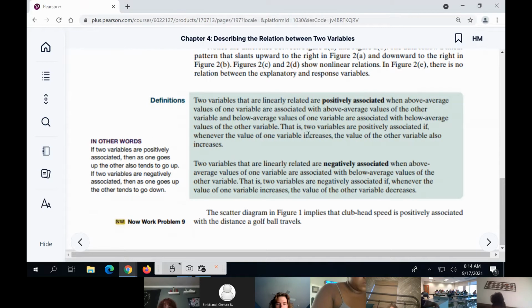And that's what they're telling you right here. Positive correlation means a positive pattern, left to right up. A negative correlation means a negative pattern. Correlation means, is there a pattern? Is there a pattern with the dots? Left to right up, left to right down.